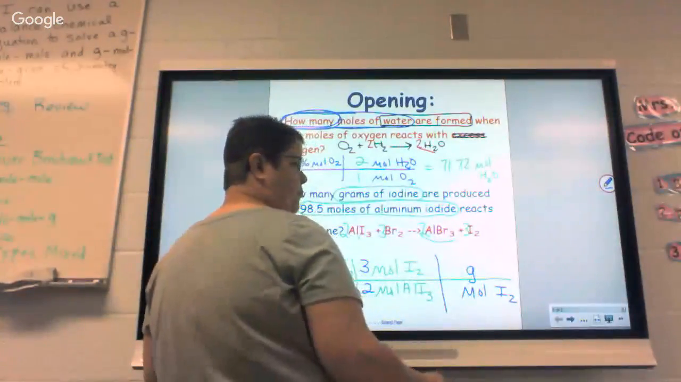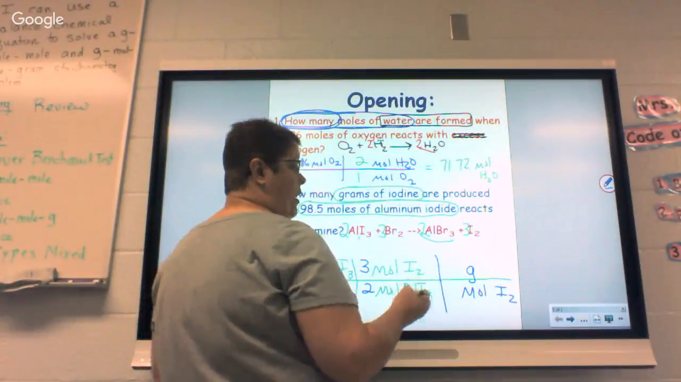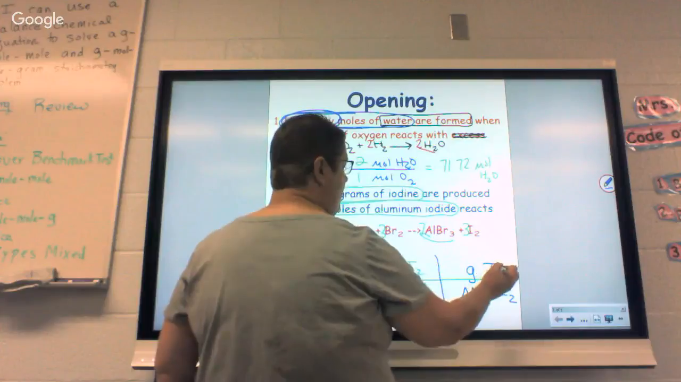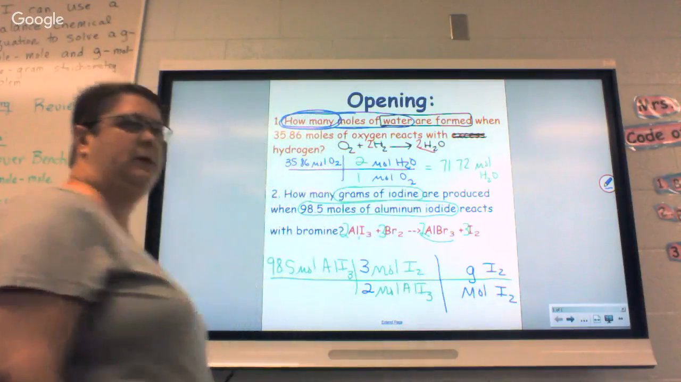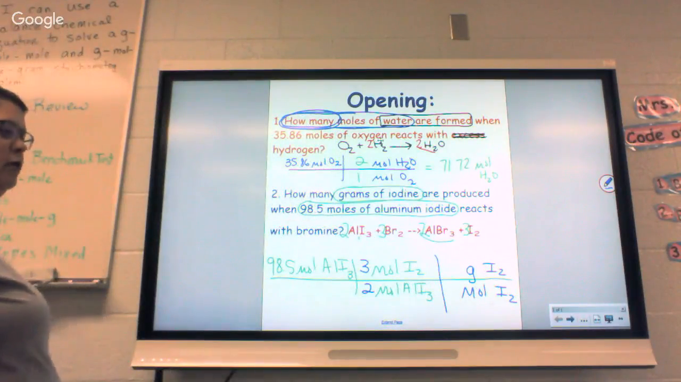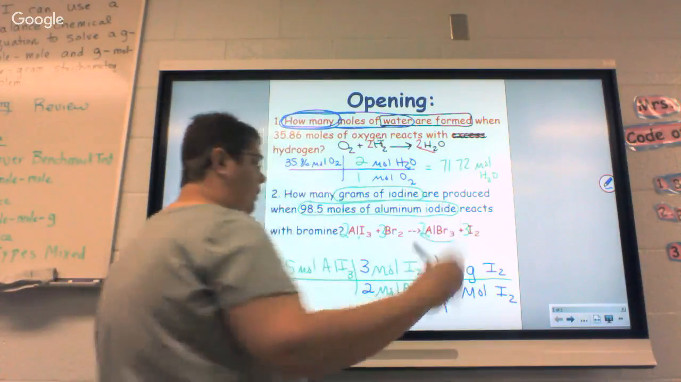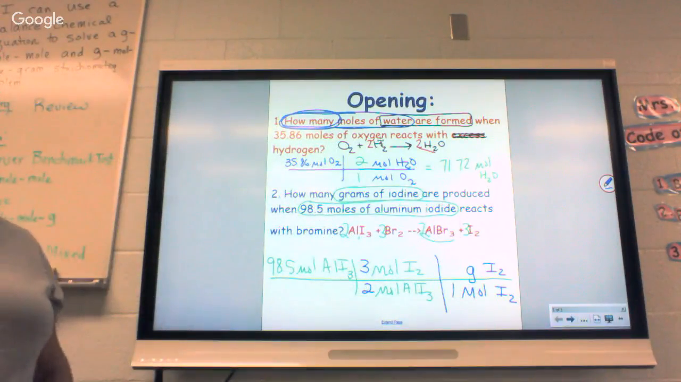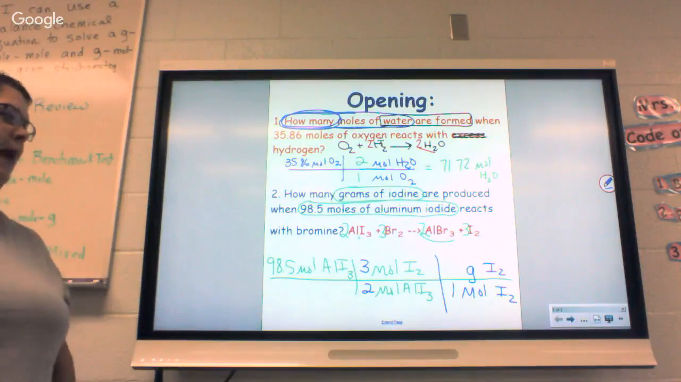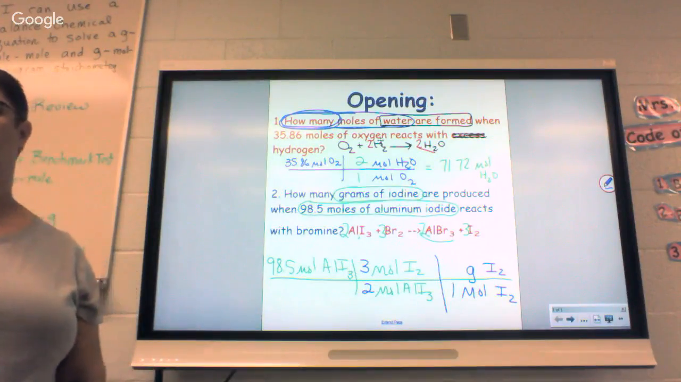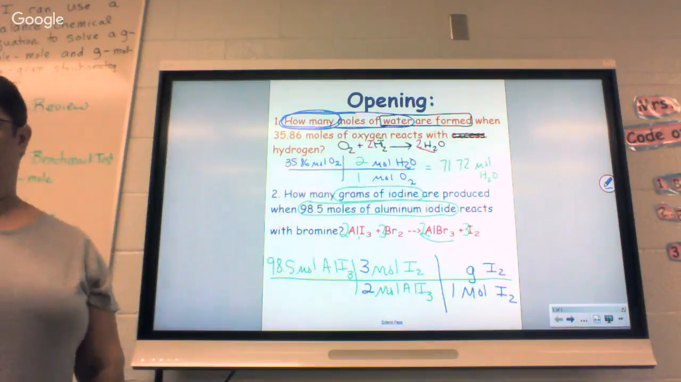Grams. If we're going from moles to grams, it's not a mole ratio, so I keep the same compound. I'm putting I2 back on top. Now, what goes beside moles? A 1. Because remember, this is that 1 mole equals gram that you did on the benchmark that we've been doing for weeks now. And what is the mass of I2? 126.